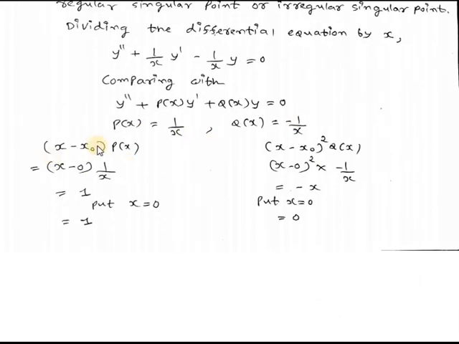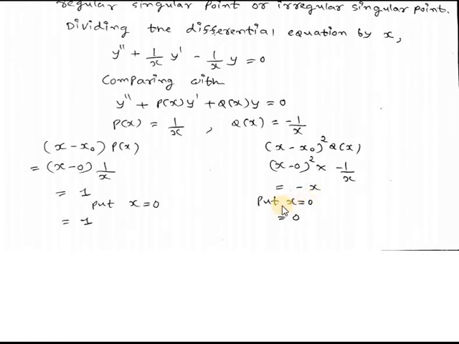Now we have to find these two terms, that is (x minus x0) p(x) and (x minus x0) whole square q(x). Here x0 is equal to 0. So x minus 0, and p(x) is 1 divided by x. If we simplify it we get the answer 1. Now we are checking for the point x equal to 0, so put x equal to 0, and we get the same answer. Here (x minus 0) whole square into minus 1 by x, because q(x) is minus 1 by x. So it will be x square divided by x, which is minus x.